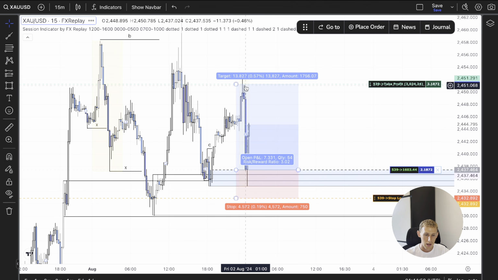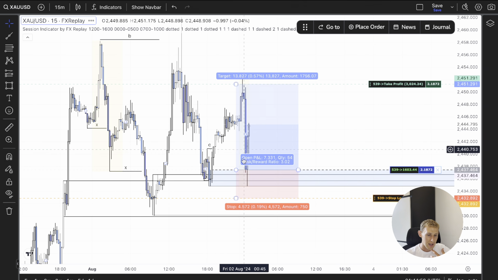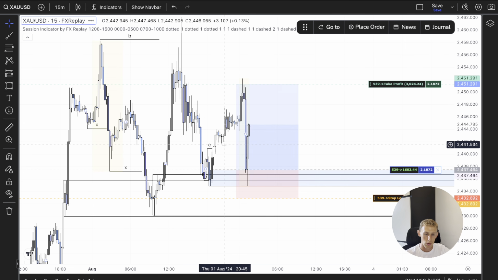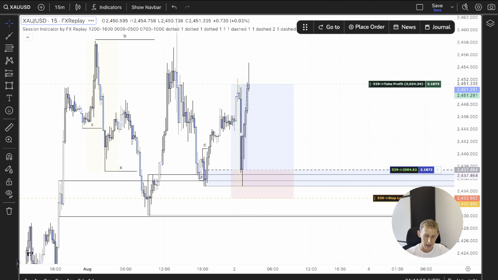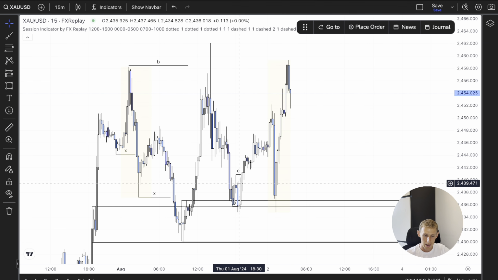So here we're tagged in. This is also one of the other key characteristics of gold in that it does these very impulsive moves. It looks like it's going to reverse, but ultimately just sweeps liquidity and continues higher. And yeah, there you go. So that's another perfect case of that happening and playing out.